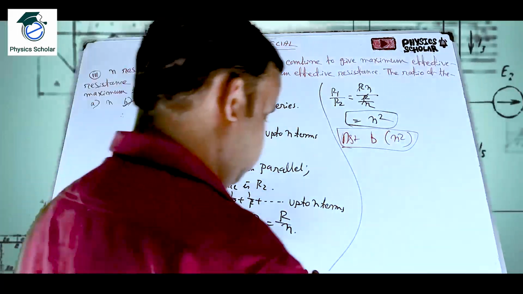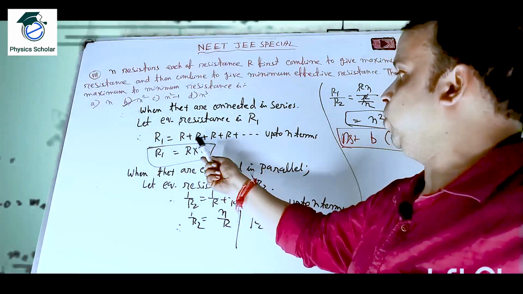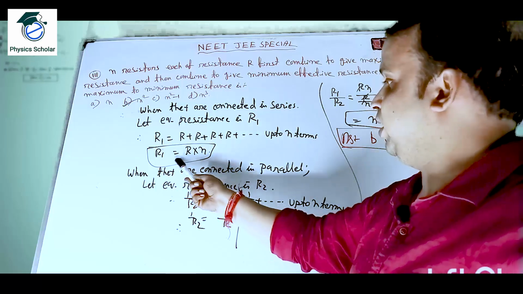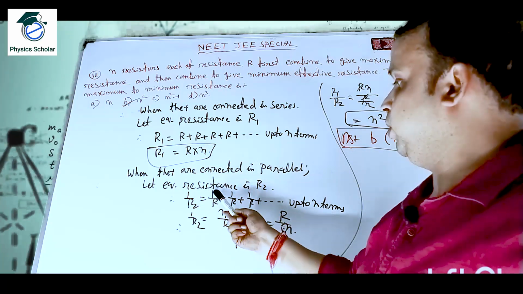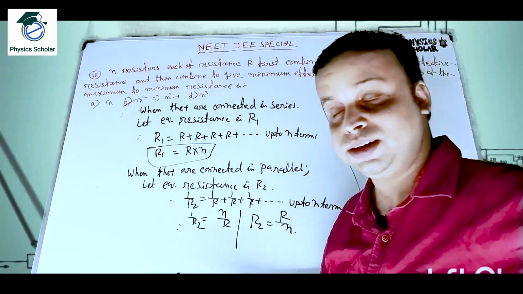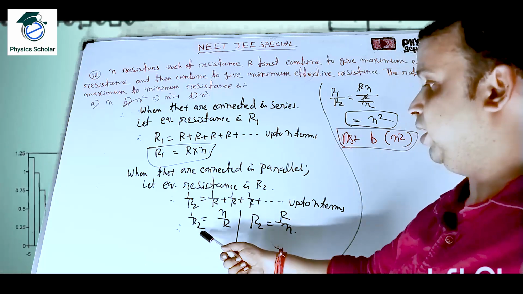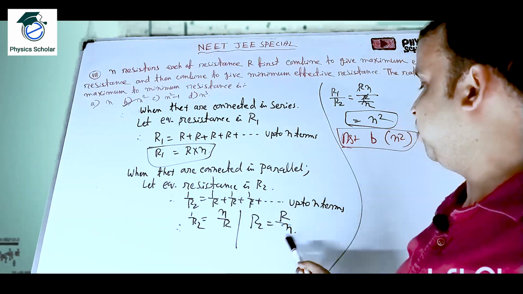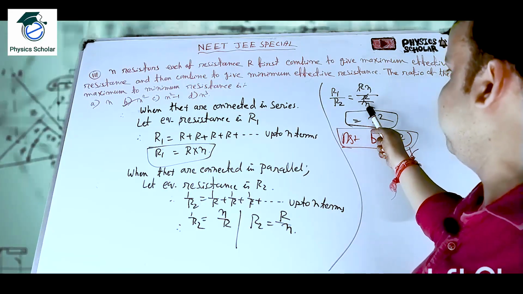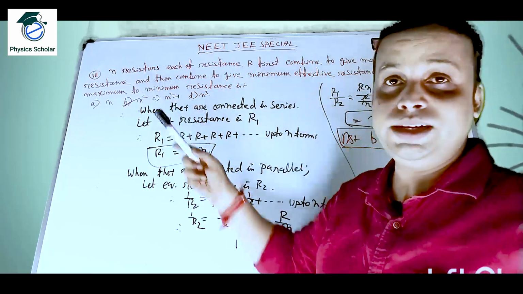Clear? So hope you have understood this. When the resistances are connected in series, the equivalent resistance will be Rn, that means R plus R plus R plus R up to n terms. When they are connected in parallel, the equivalent resistance comes from 1 by R plus 1 by R plus 1 by R, up to n terms, so it will be n by R. So R2 will be R by n, the reciprocal. So R1 by R2 is equal to Rn by R by n. R will be cancelled, so it will be n square. Clear? So option B will be correct. Here it is n square. Clear?